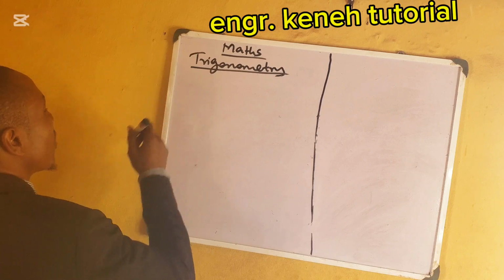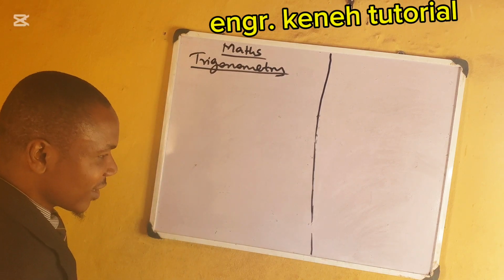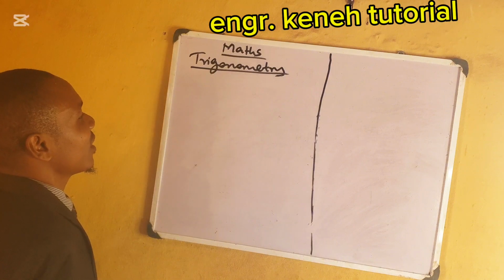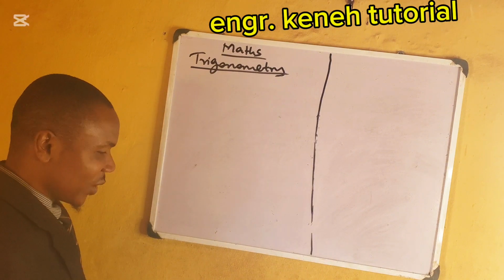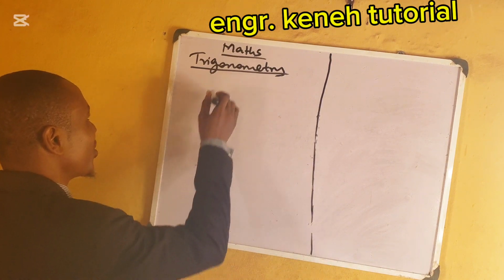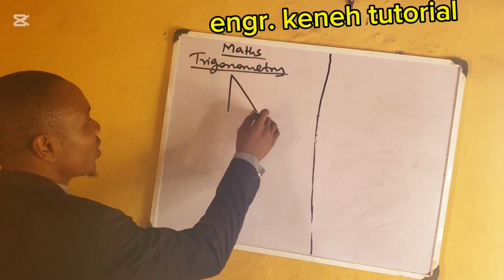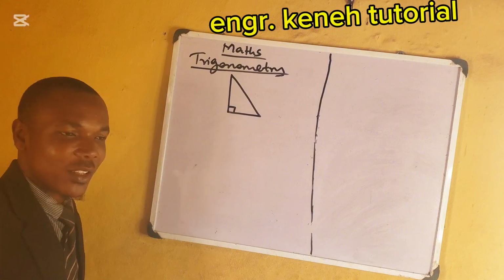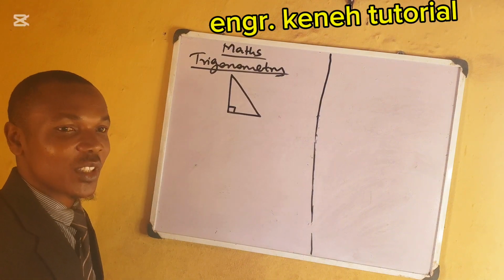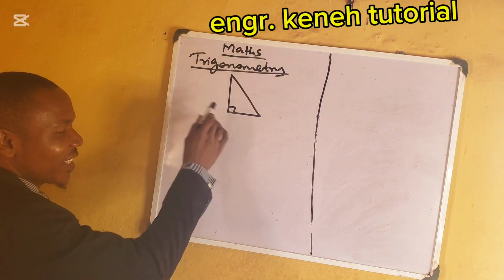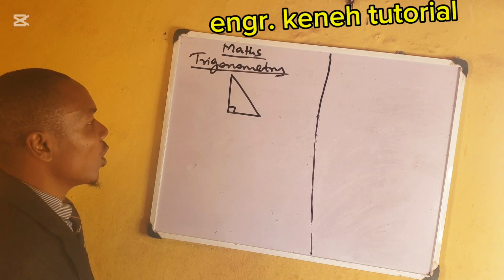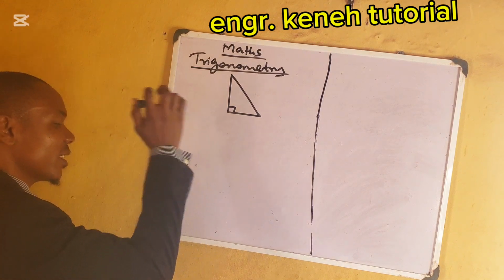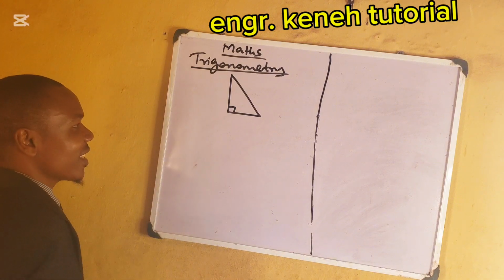All right. As you know, sine theta, cos theta, and tan theta, all these are applied where you have what? A right angled triangle. We have a right angled triangle like this. When you're talking about a right angled triangle, you're talking about a triangle in which one of its angles is equal to 90 degrees. Look at it here. We use a small square to denote the right angle. So this triangle is a right angled triangle.